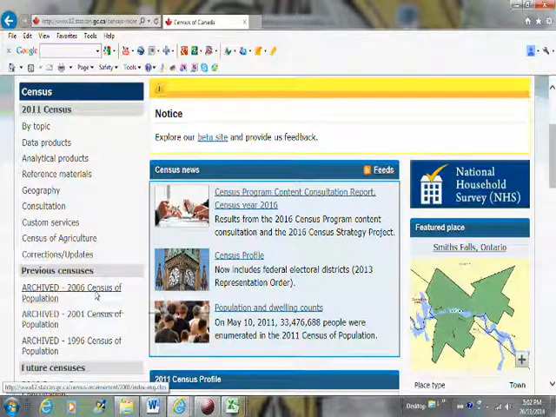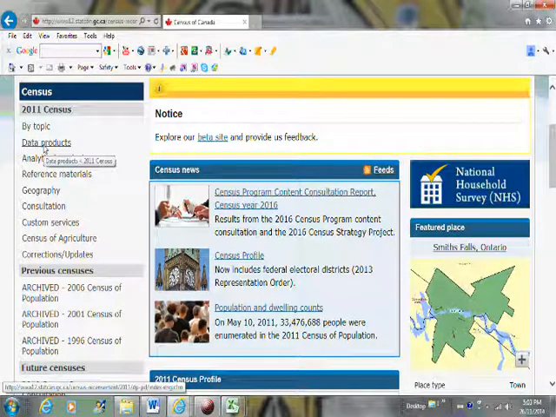Some places they're talking about not having the census anymore, and that would be a loss. The lights would go out, I would say. Keep the lights on. So I'll show you how to go get the age and sex data.